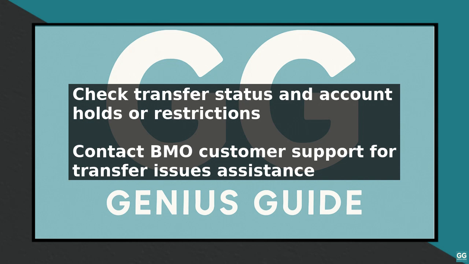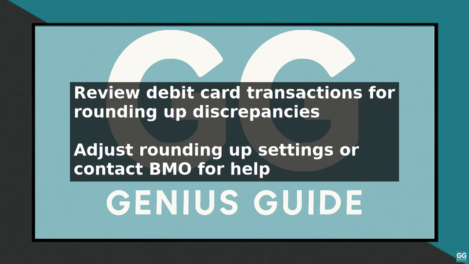To prevent future issues, Step 5 is to regularly review and update your account information. This includes verifying your account balances, transaction history, and savings goals. By doing so, you can catch any errors or discrepancies early on and avoid potential problems.